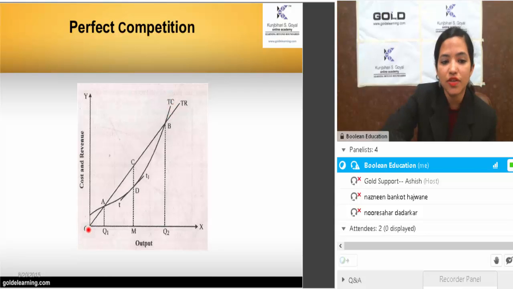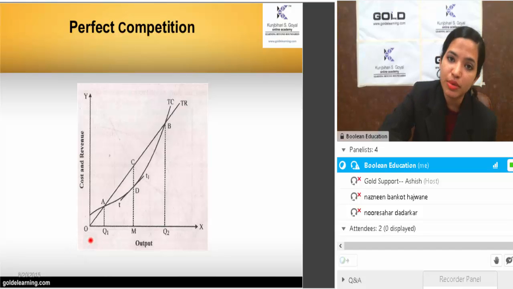Now you have the total revenue curve, which is starting from zero because it will start from zero. Is there any revenue before starting the production? No. Once you start the production, then there will be revenue, right? First you only have to invest money, then you will get the returns on it.